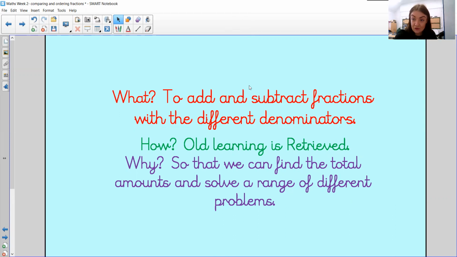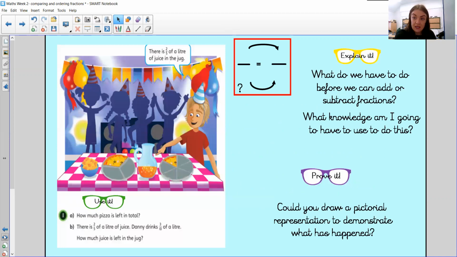Because as we say, life is not always as easy that everything has always got the same denominators. So you need to have that skill and know how to tackle them if they've got different denominators. So let's have a little look at this then. I've put my little help up here with our pattern, our method of using and finding equivalent fractions. So here, how much pizza is left in total?